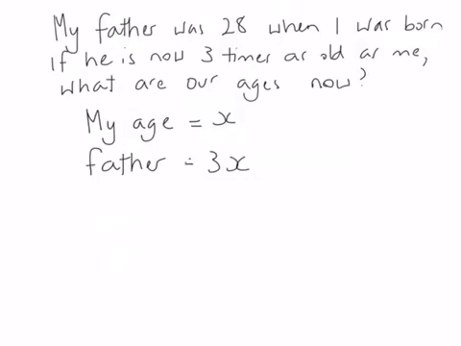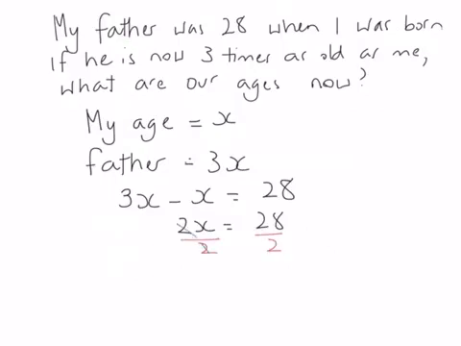Now, he was 28 when I was born, so that means the difference between our ages has to be 28. Now I've got an equation which I can solve. 3x minus x is 2x. If 2x is 28, get rid of the 2. The 2's cancel, so I'm left with x equals 14. So that means that I am 14, but the father is 3 lots of 14, which is 42. So I am 14 and my father is 42.